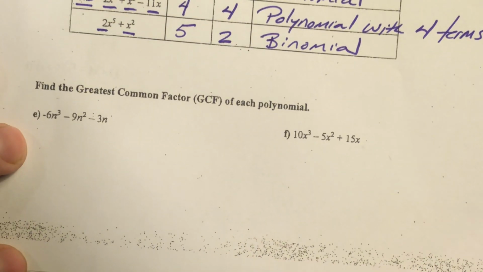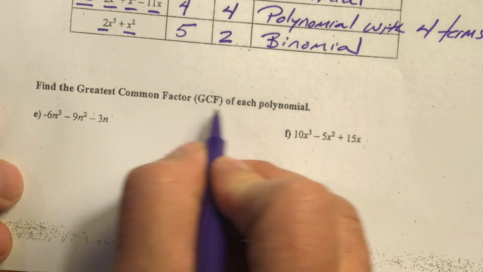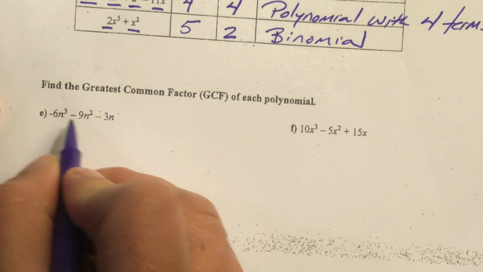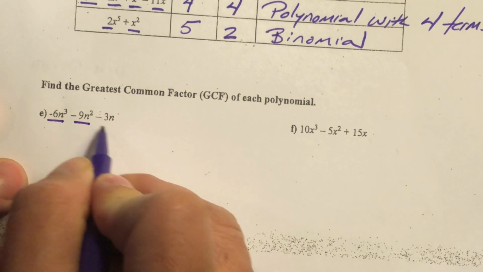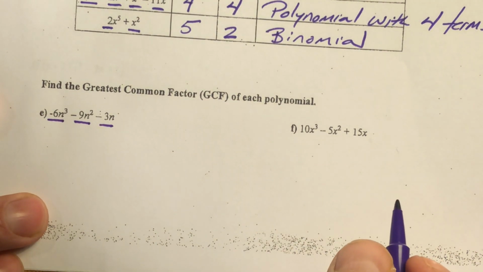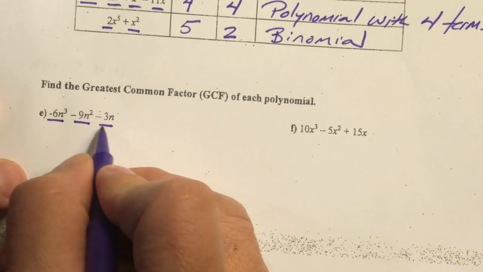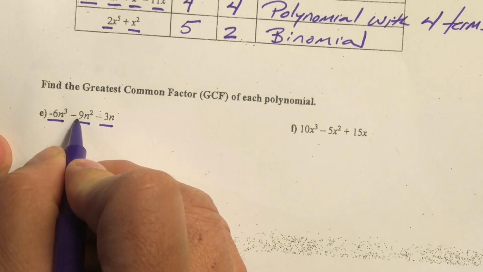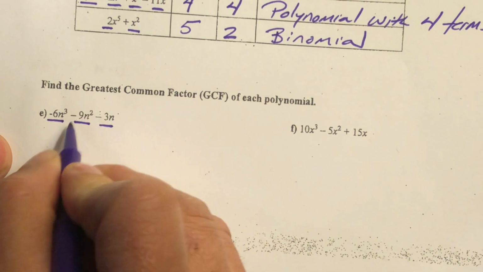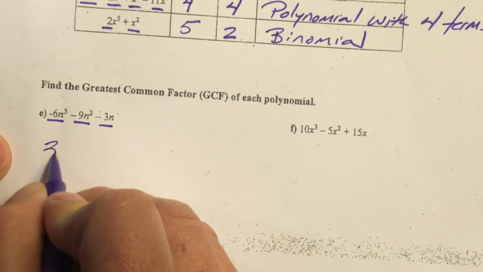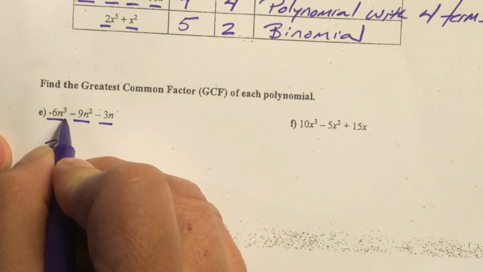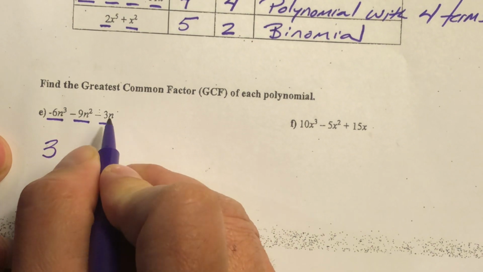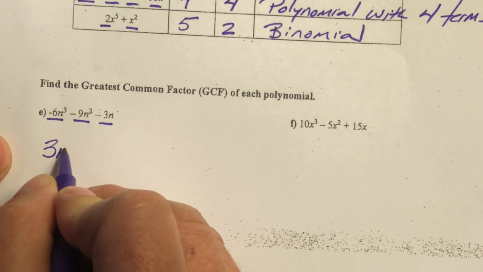Down here at the bottom, find the GCF. You guys all know what GCF stands for, greatest common factor. So we are going to look at all 3 of these terms and see what they have in common. What can I take out or divide out of each term? If you notice 6, 9, and 3, they all have a common factor of 3. And each of these terms has an n. This one has 3 n's, this one has 2 n's, and this one just has 1 n, but they all have at least 1 n.